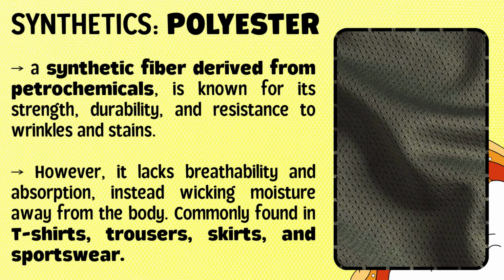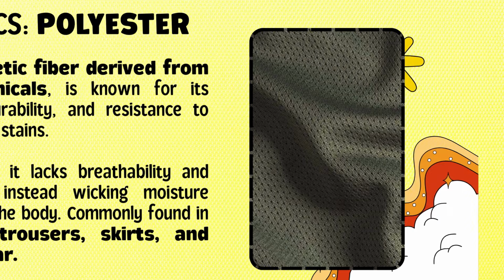Polyester, a synthetic fiber derived from petrochemicals, is known for its strength, durability, and resistance to wrinkles and stains. However, it lacks breathability and absorption, instead wicking moisture away from the body. Commonly found in t-shirts, trousers, skirts, and sportswear.